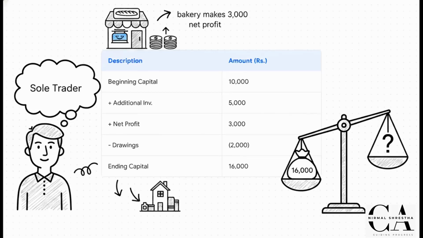The owner starts the year with 10,000 in capital. They inject another 5,000 of their own savings. The bakery does great and makes 3,000 in net profit, but the owner takes out 2,000 to live on. That leaves an ending capital balance of $16,000. That $16,000 is exactly what the business effectively owes the owner.